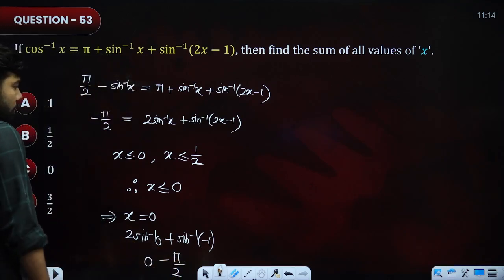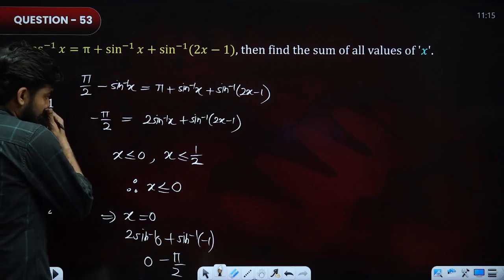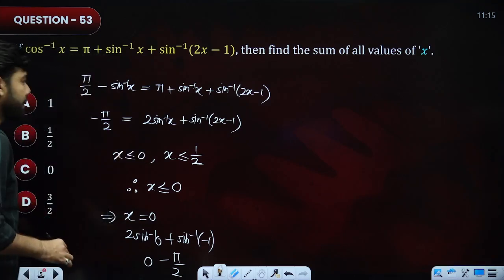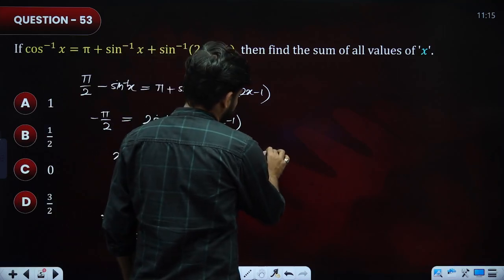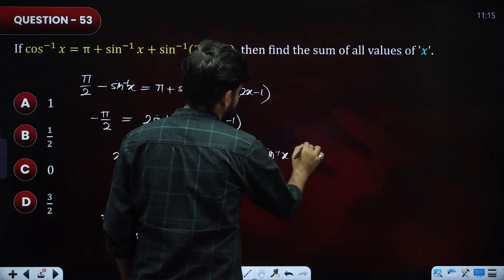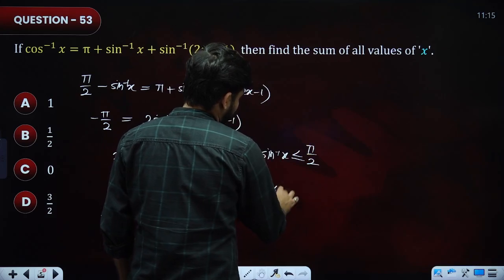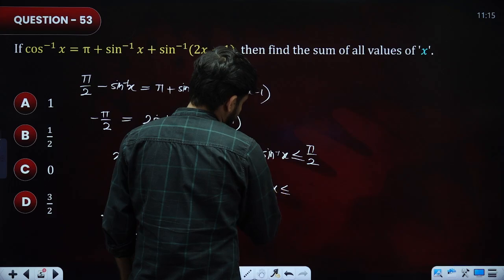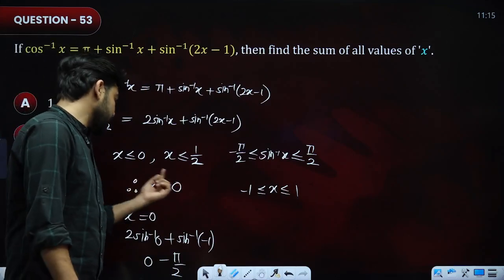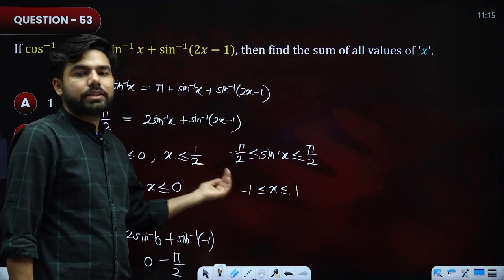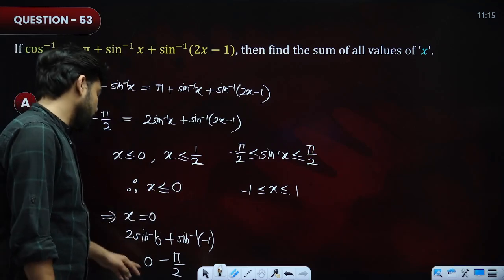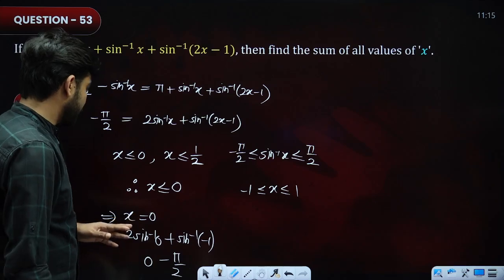So in that case, here we can't take a value less than minus 1, correct? As we know that for sine inverse x the value is between minus pi by 2 and pi by 2, and the value of x should be between minus 1 and 1, correct? So we can take values less than 0 but we can't take less than minus 1. If you put any other values you will not get minus pi by 2.